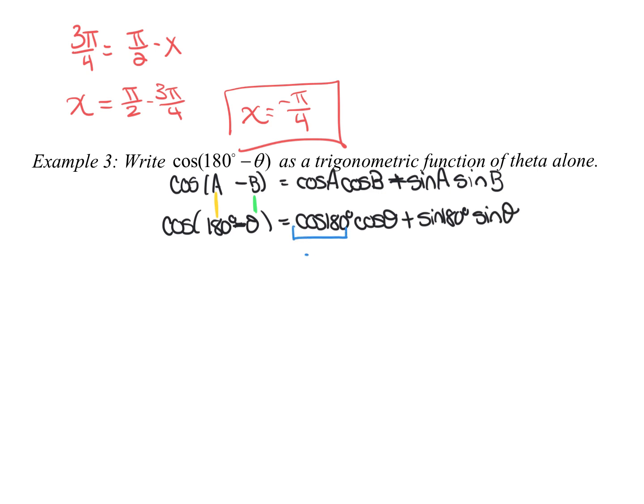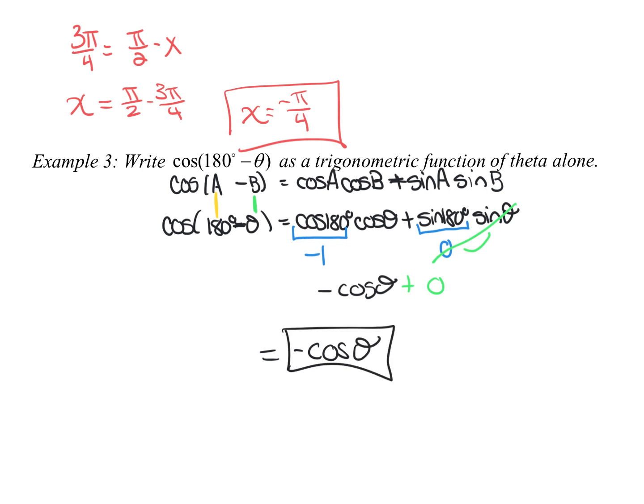Cosine of 180 degrees is negative 1. Sine of 180 degrees is 0. 0 times anything is 0. And then on the other side, negative 1 times cosine is negative cosine theta. Negative cosine theta plus nothing is negative cosine theta. So my answer is negative cosine theta, which is the final answer because it said write what we were given as a trigonometric function of theta alone. And the only variable I have now is just theta.